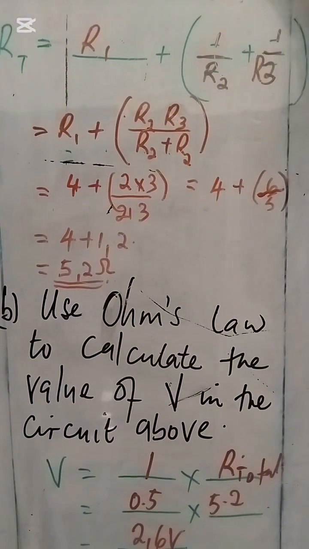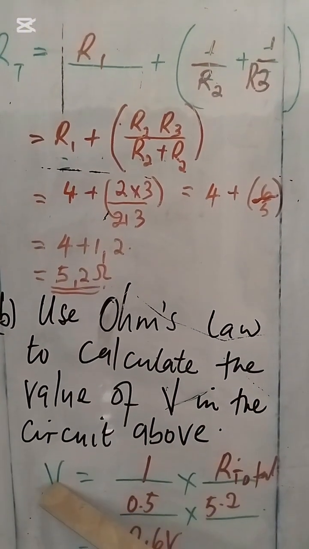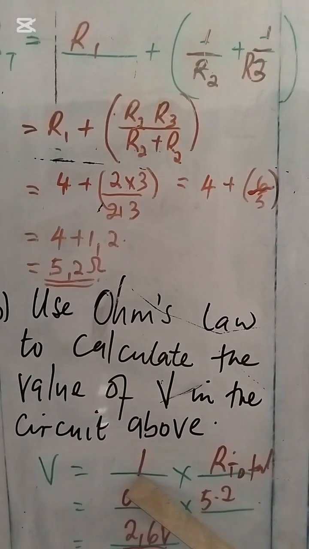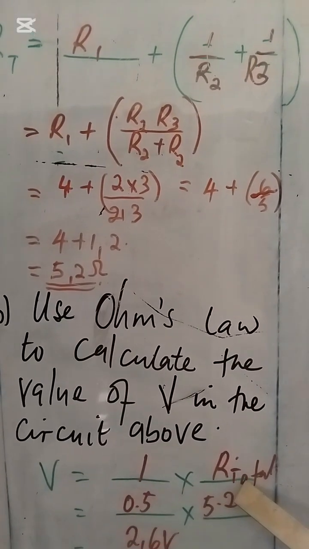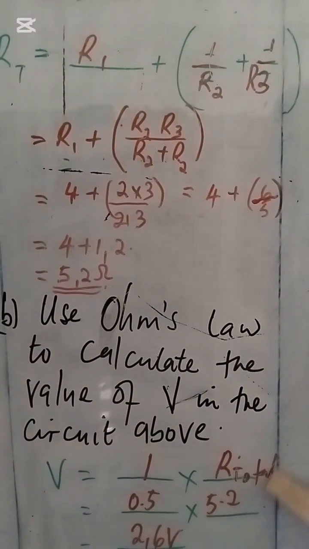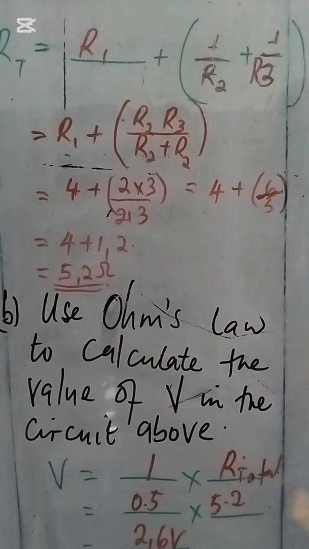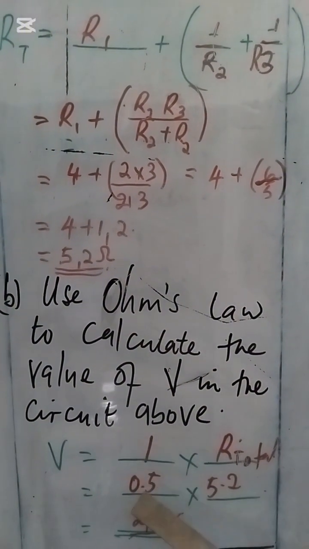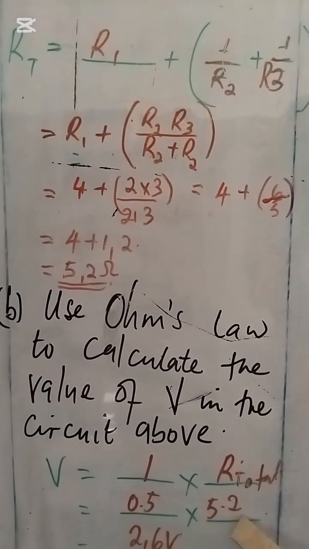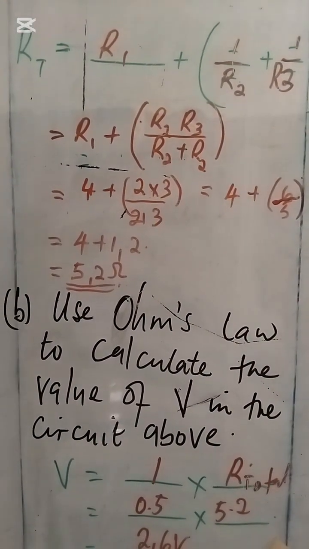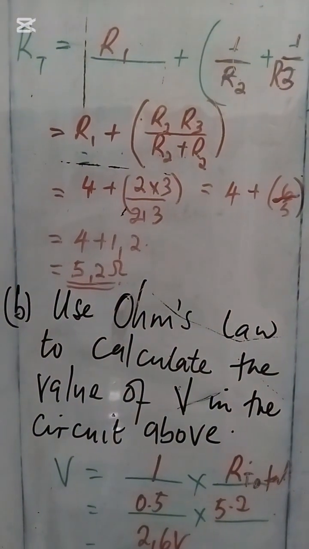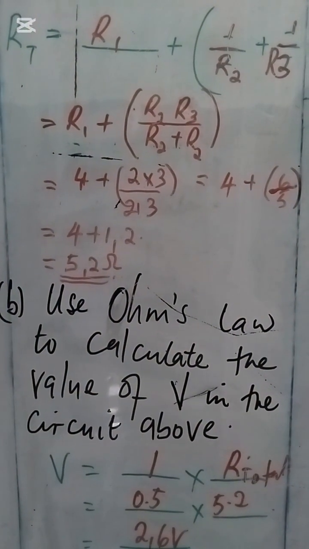V, which is the unknown. So V, Ohm's law is current times resistance, total resistance. We use total resistance. You should know that. Then our current is 0.5. Then total resistance that we have just calculated above is 1.5. Then if you multiply this, the voltage is 2.6.